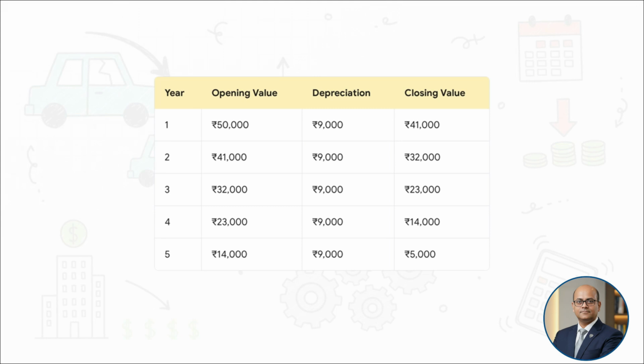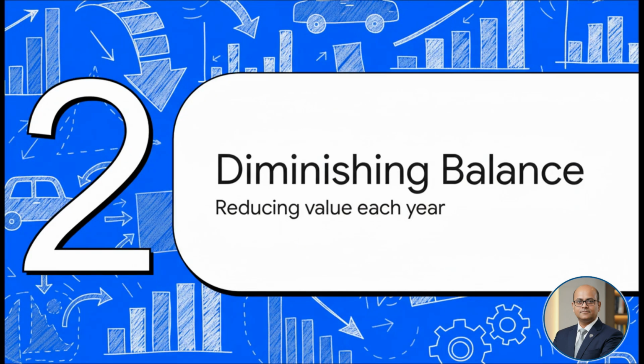rupees per year. Now, just look at the depreciation column in this table. In the first year, it's 9,000. Second year, again 9,000. Third year, also 9,000. You see? Every year, the amount is exactly the same. That is why we call it the straight line method. And at the end of 5 years, the closing value is 5,000 rupees, which is our scrap value. Simple.